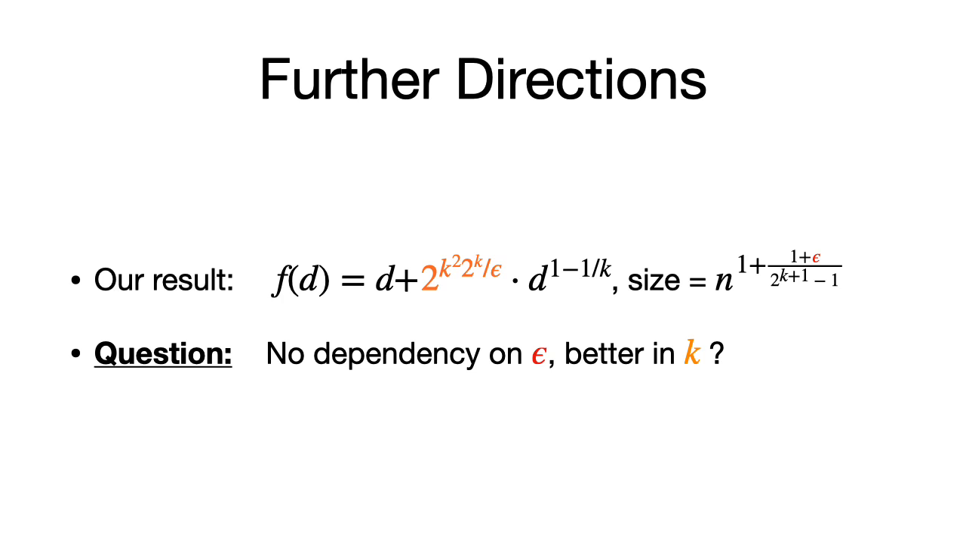To summarize, we have achieved almost optimal trade-off between stretch and size for sublinear additive spanners, if the parameter k is a constant. One remaining question is if we can remove the dependency on epsilon and also achieve better dependency on k.